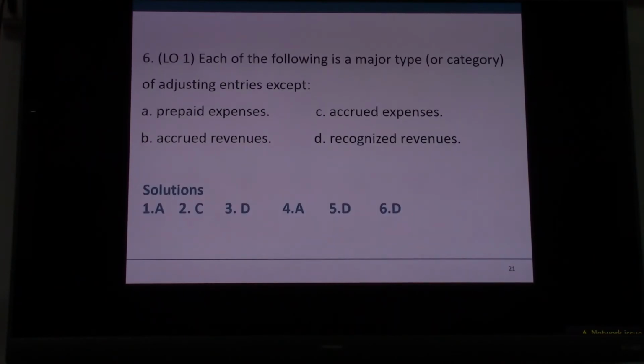Question number 6. Each of the following is a major type or a major category of adjusting entry except. We have stated before that adjusting entries are divided into two categories, and each category is divided into two subcategories. Prepaid expenses is a type of adjusting entry. Accrued revenue and accrued expenses is mainly a type of adjusting entry. So letter D, recognized revenue, we don't have something called recognized revenue as a major type of adjusting entry. So letter D is the correct choice.